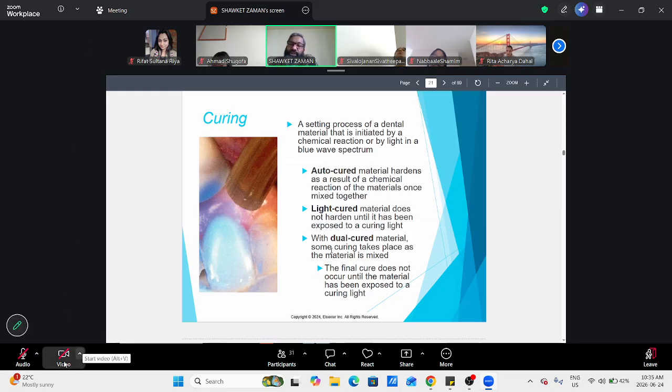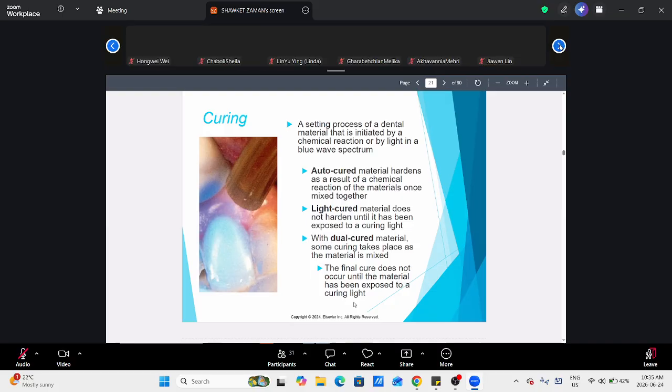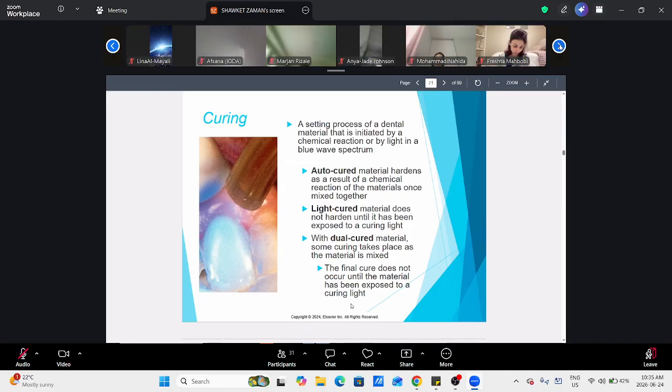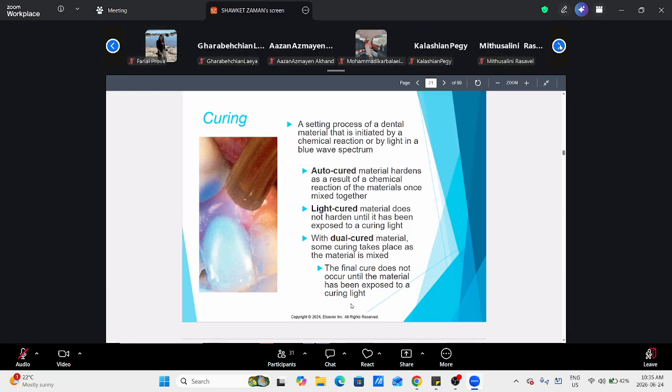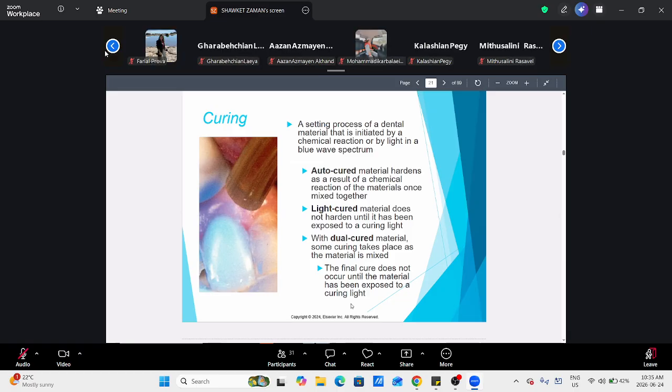That means some portion of the material sets by reacting to each other, but its final curing has to be done with the light. That means the final cure does not occur until the material has been exposed to a curing light. So it means that initial reactions may have started, it may be a little bit hard, not hard enough, and its final curing will take place when we apply the light. So this is the way usually the dental materials are placed in the patient's mouth. And that is the basic information regarding the dental materials.